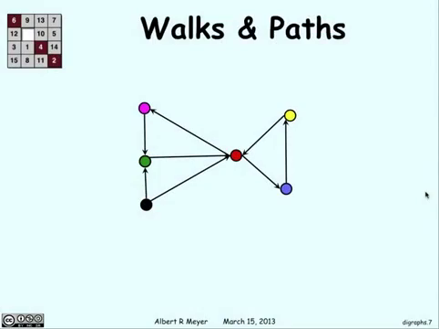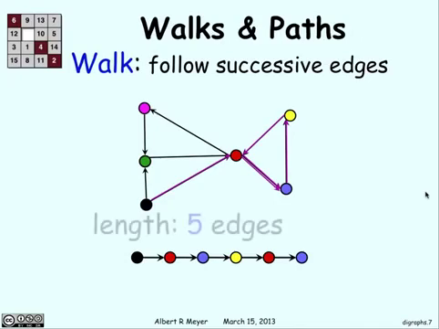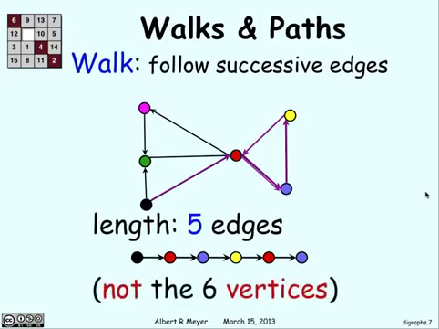So now we're going to define walks and paths. A walk follows successive edges, but it can repeat vertices or edges. For example, we might start at the black vertex you see there, and we can go to red, blue, yellow, red, and we can go back to blue again. There's nothing stopping us. And the length of these walks is not how many vertices we've gone through, but the number of edges that we've gone through. So here, the length would be 5, because we went from black to red, red to blue, blue to yellow, yellow to red, red to blue. It's not the 6 vertices that we went through, and you have to be careful about that, because that difference of 1 can kind of get you.